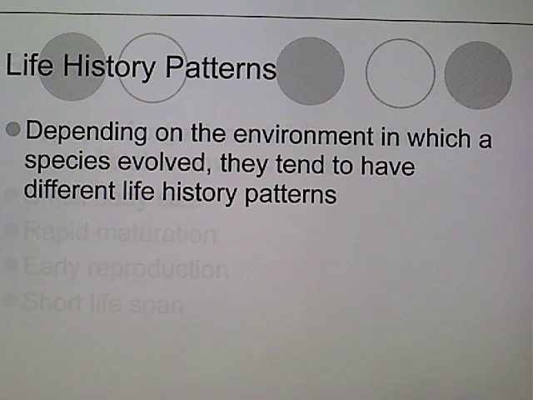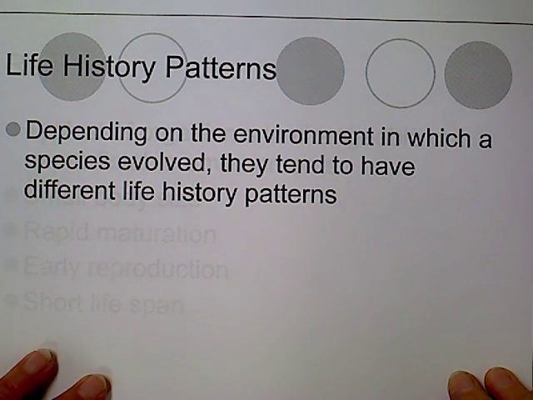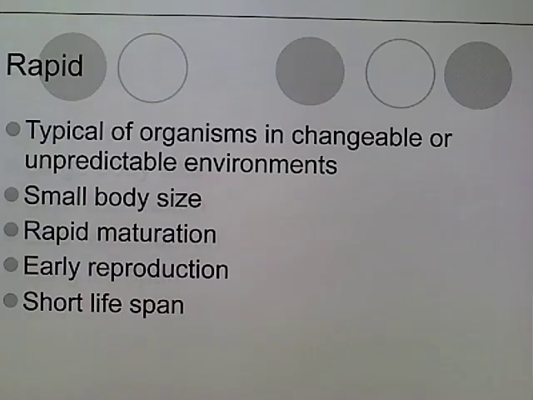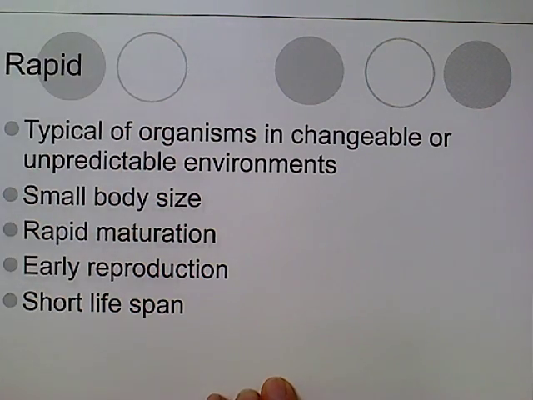Life history patterns was one of our vocabulary words, and life history patterns are the reproductive patterns of an organism. They depend on the environment in which the species evolved. They tend to have different life history patterns based on their environment. For example, if their environment is changeable and unpredictable, then we have what's called a rapid life history pattern. These organisms usually have a small body size. They mature quickly, reproduce early in life, and have a very short lifespan.